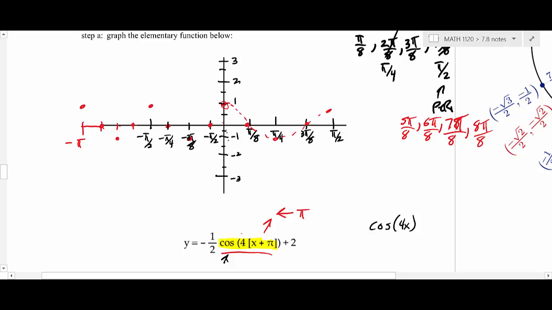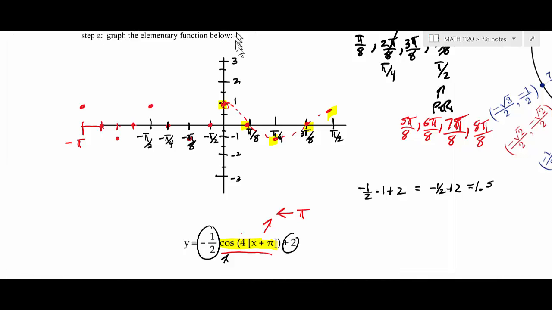Now what we're going to do from here is work with those 5 key points, and then we're going to transfer them, and then we'll have our final graph like this. Okay, so watch this real carefully, because now it's just a matter of doing arithmetic. So you have a -1/2 and you have a +2. Let's start with this first point right here. That has a y value of 1, so you're just going to do -1/2 times 1 plus 2. You might as well just do arithmetic because it makes it easier. That's -1/2 plus 2, that's 1.5. So this point right here is going to move to 1.5.